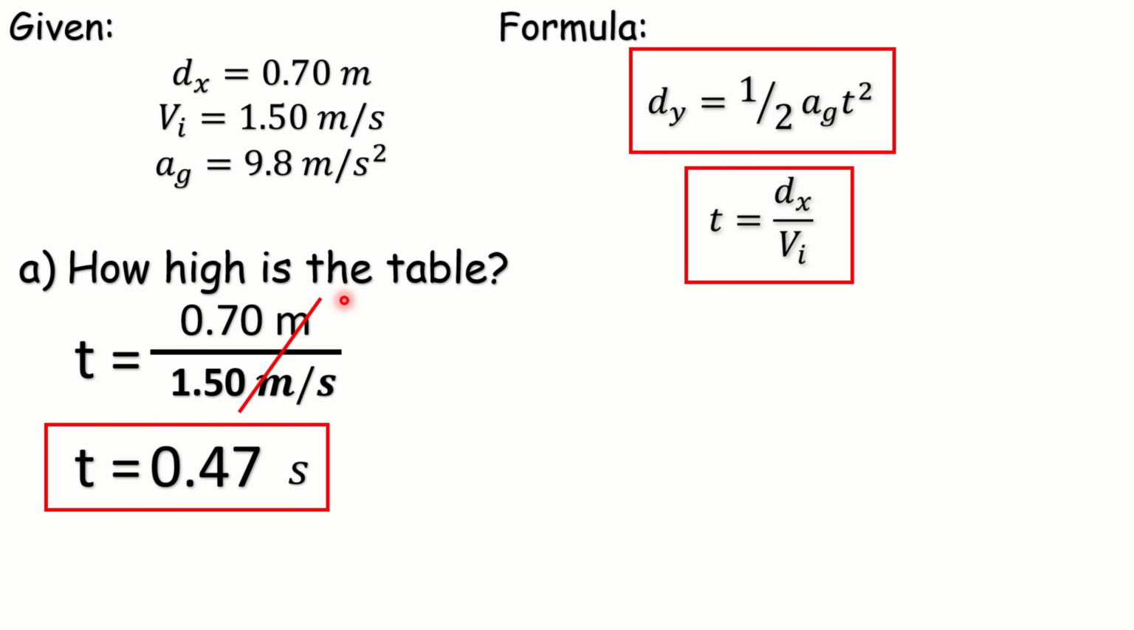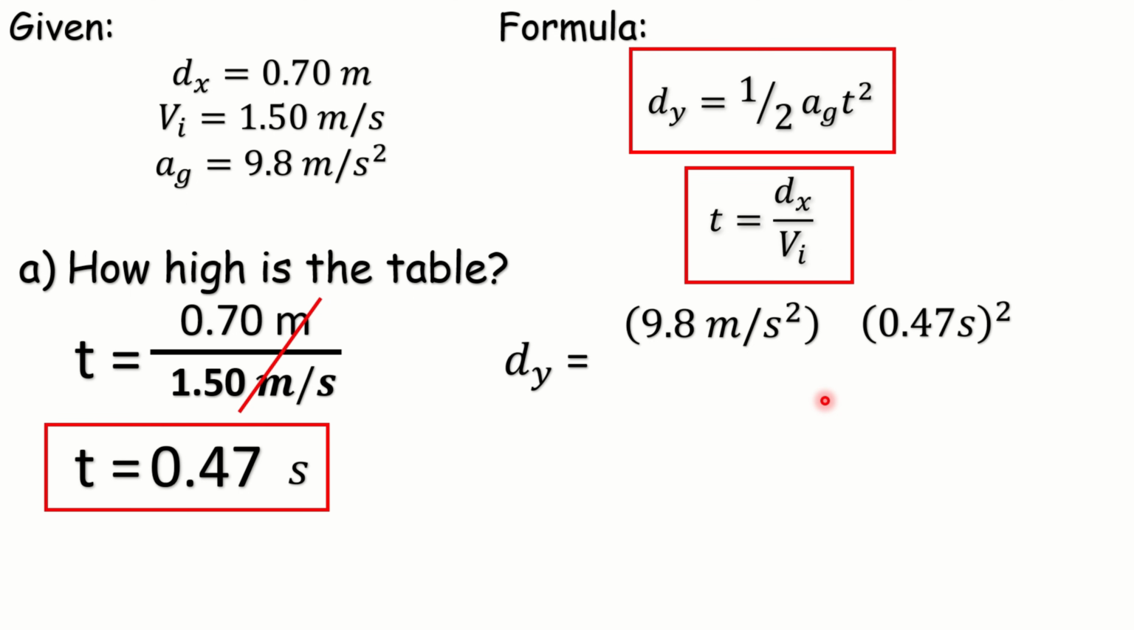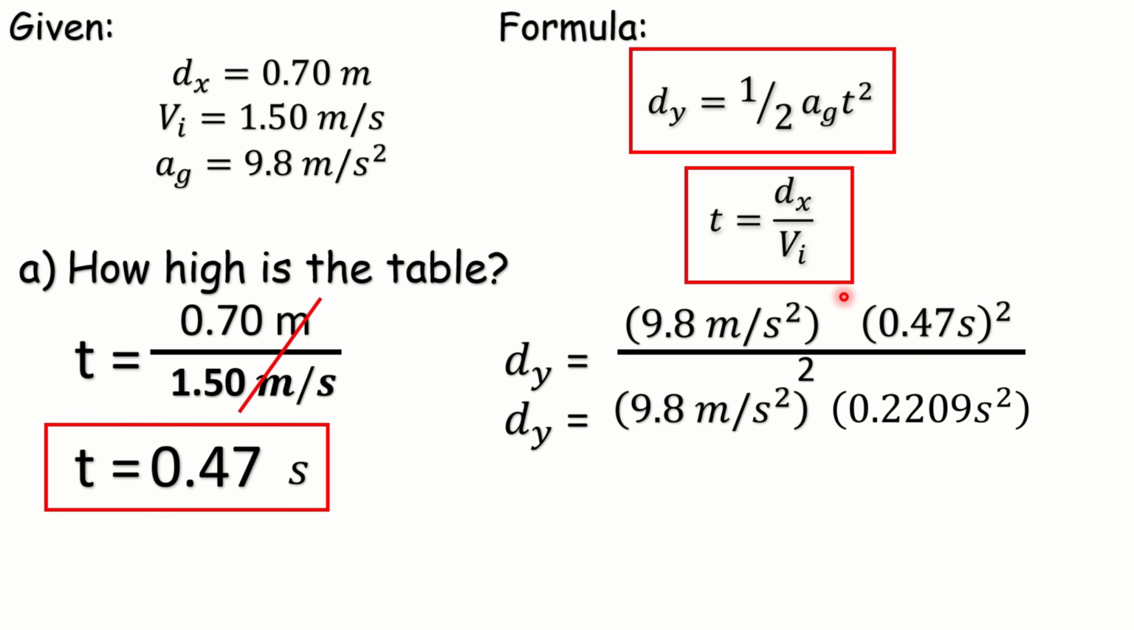Now, we can determine the height of the table. Let us substitute the given in our formula. Acceleration due to gravity times time, which is 0.47. Do not forget to get the square of the time, divided by 2. Squaring 0.47, we get 0.2209 seconds squared.